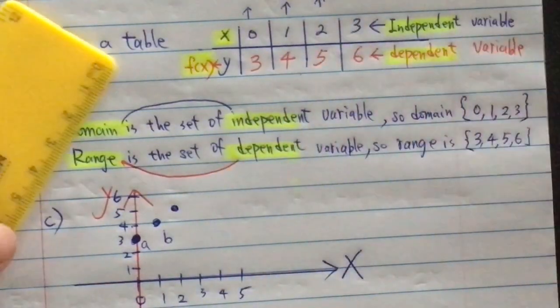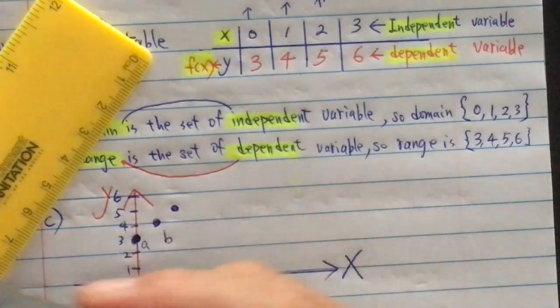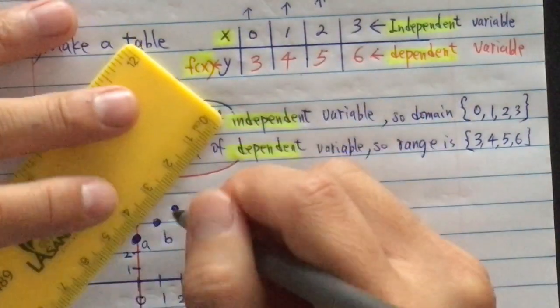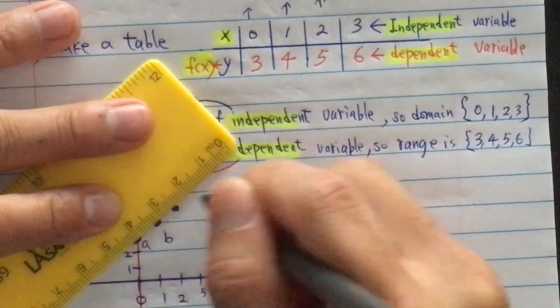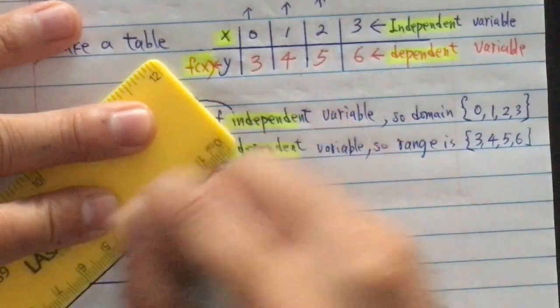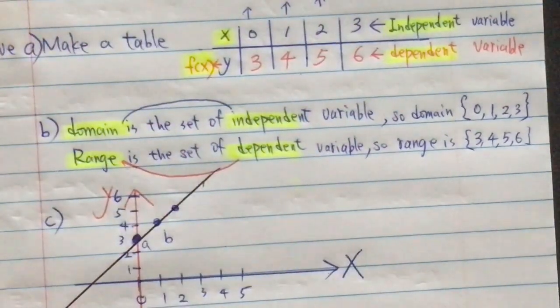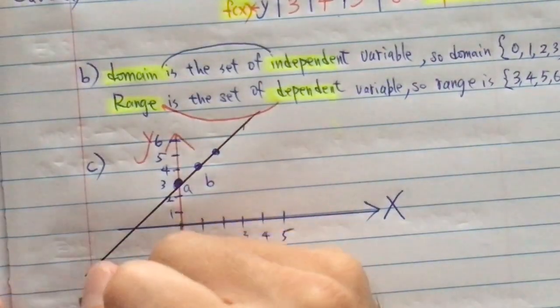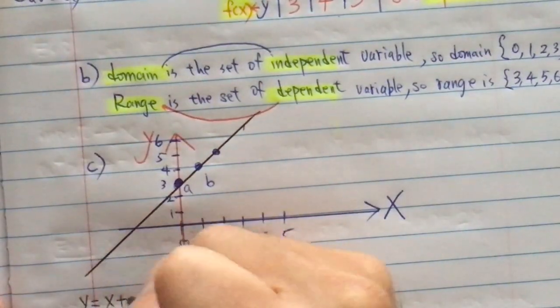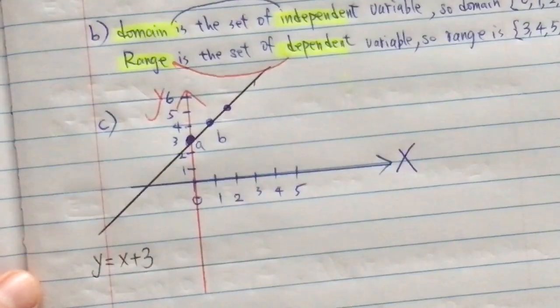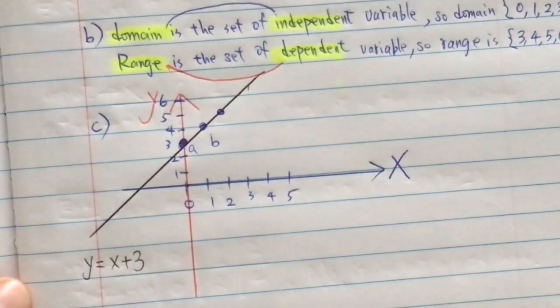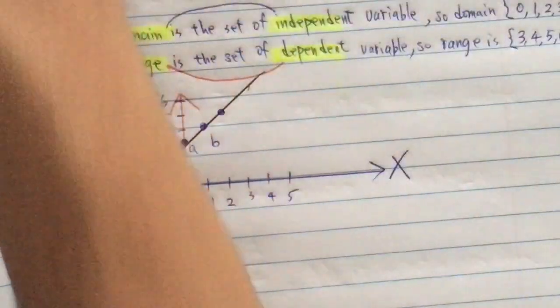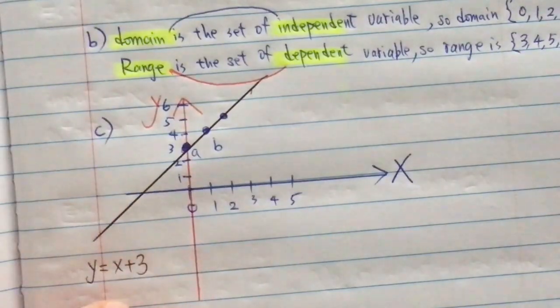Okay, so now let's connect the line. So this line, let's write down, is y equals x plus 3. Get it? So this is the line. Okay, so this is question 1. Okay.